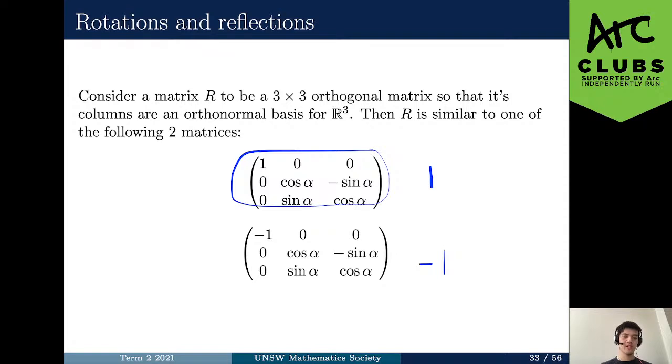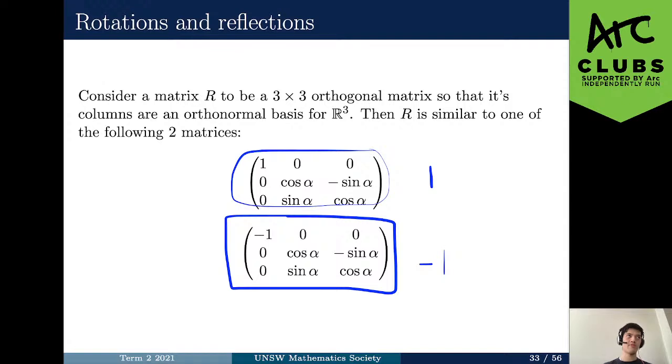Whereas if it's similar to the second matrix, then it's an improper rotation. So you have to reflect it about the eigenvector corresponding to the eigenvalue of -1, and then rotate by an angle of alpha.